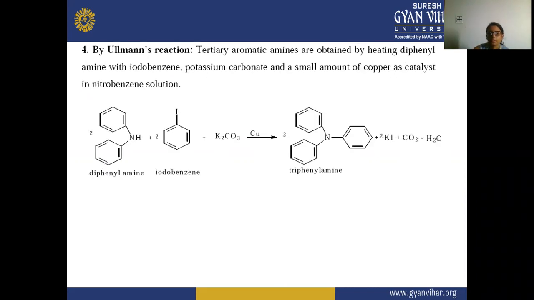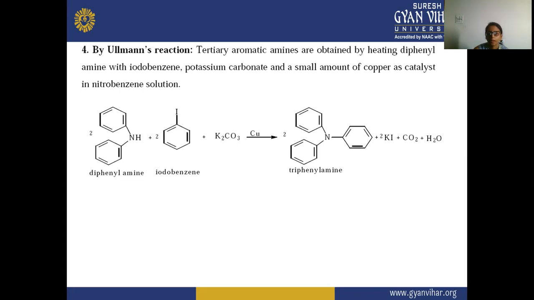Next is the Ullmann reaction. In the Ullmann reaction, tertiary aromatic amines are obtained by heating diphenylamine with iodobenzene, potassium carbonate, and a small amount of copper as catalyst in nitrobenzene solution. So this is an Ullmann reaction, and the tertiary amine is formed here.